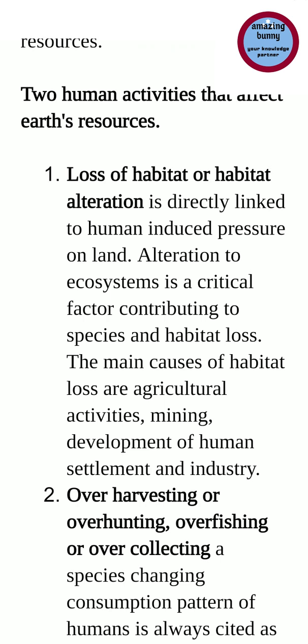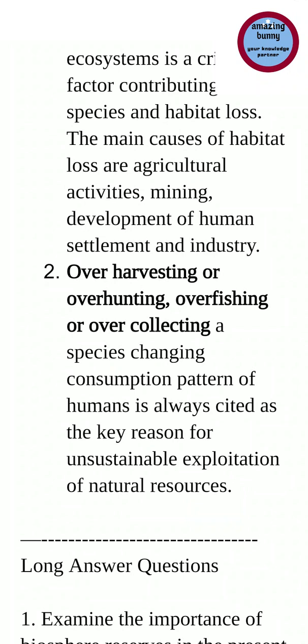First activity is loss of habitat or habitat alteration. It is directly linked to human-induced pressure on land. Alteration to ecosystems is a critical factor contributing to species and habitat loss. The main causes of habitat loss are agricultural activities, mining, development of human settlement and industry.